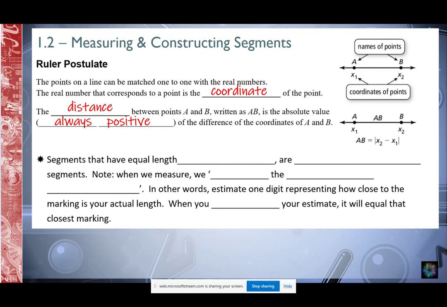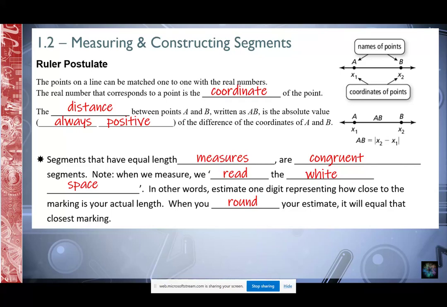Segments that have equal length measures, so the same number. They can be two different segments, right? But if that measurement is the same, then they are congruent segments. And do note that when we measure, we what I call read the white space. In other words, estimate one digit representing how close to the marking is your actual length. So that way, then when you round your estimate, it will equal that closest marking.